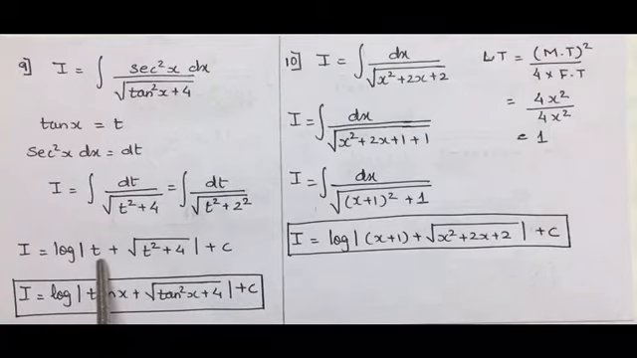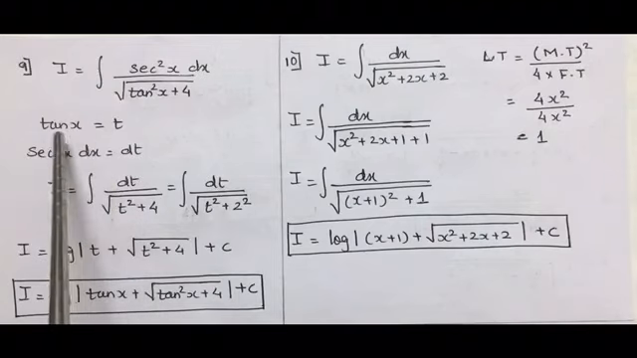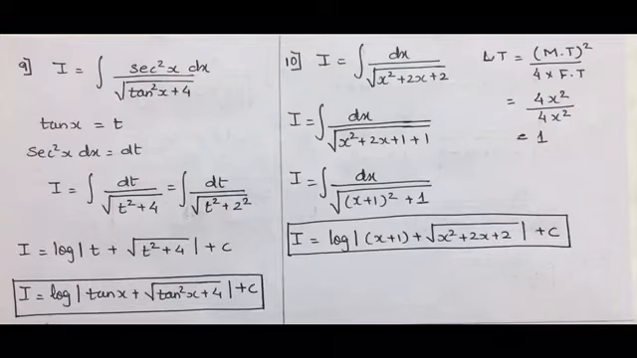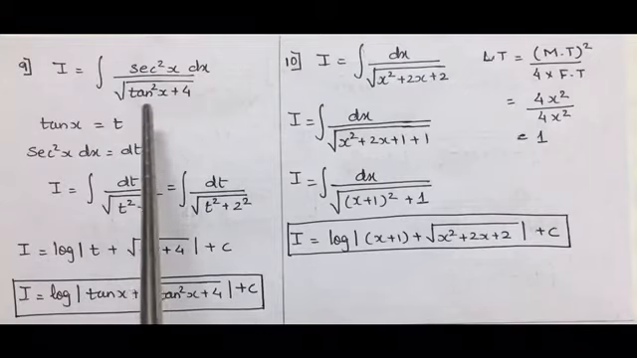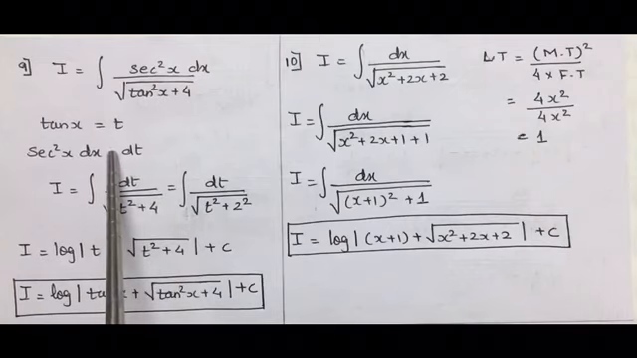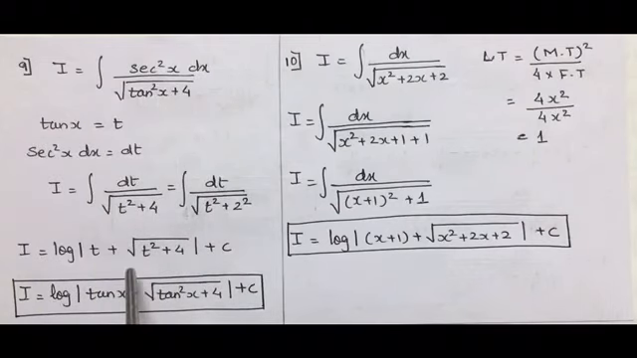Now keeping the value of t in terms of x as tan x, the final answer becomes I is equal to log mod of tan x plus under root tan square x plus 4 plus c. So this is how it is being integrated, and the perfect substitution makes the example very easy to solve.